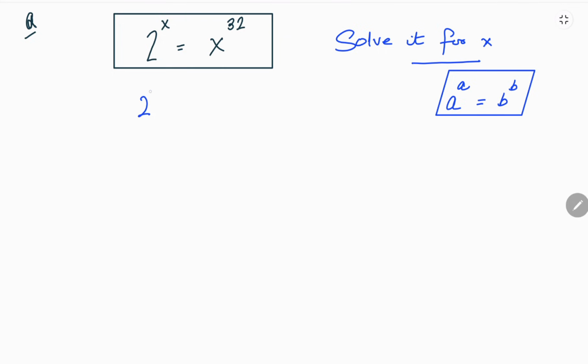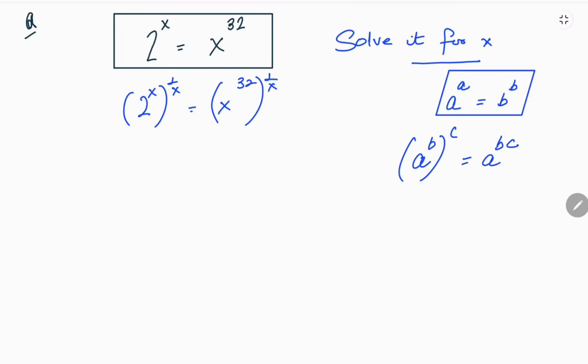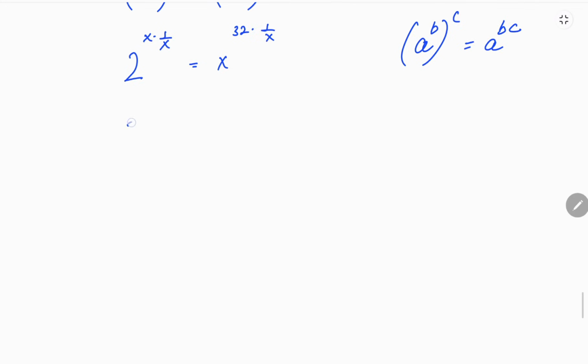So what will I do? I will take power 1 by x on both sides. So it is 32 to the power 1 by x, right? Okay, what will this become? Since we know this rule that a raised to power b raised to power c can be written as a raised to power bc. That means you multiply both powers, right? So it will become 2 raised to power x times 1 by x, which will eventually become 1, and x raised to power 32 times 1 by x, right? So what do we get here? We get 2 is equal to x raised to power 32 raised to power 1 by x.